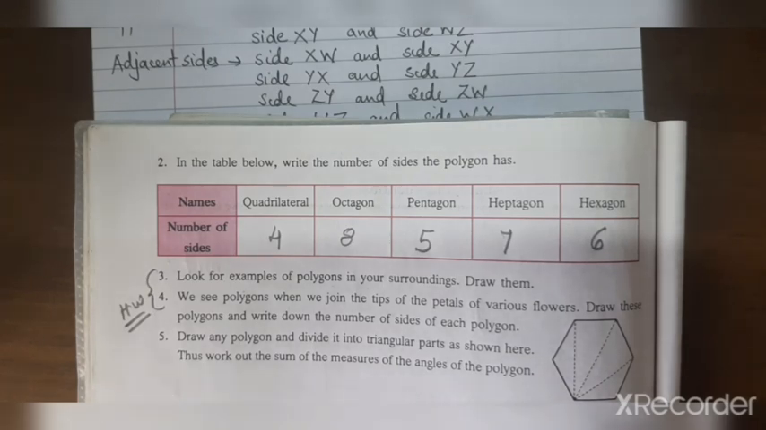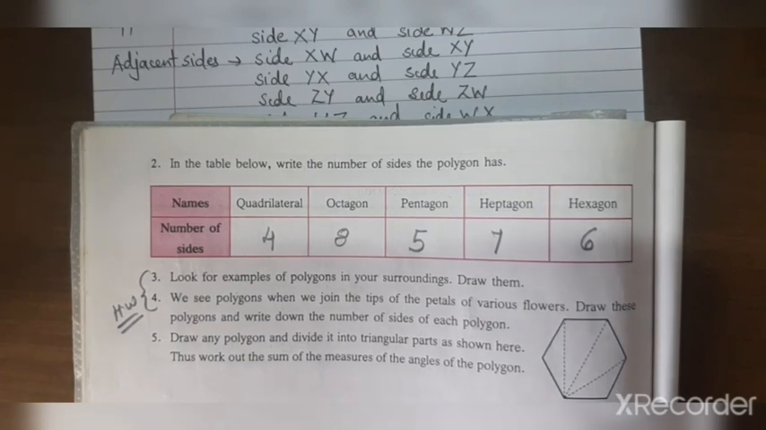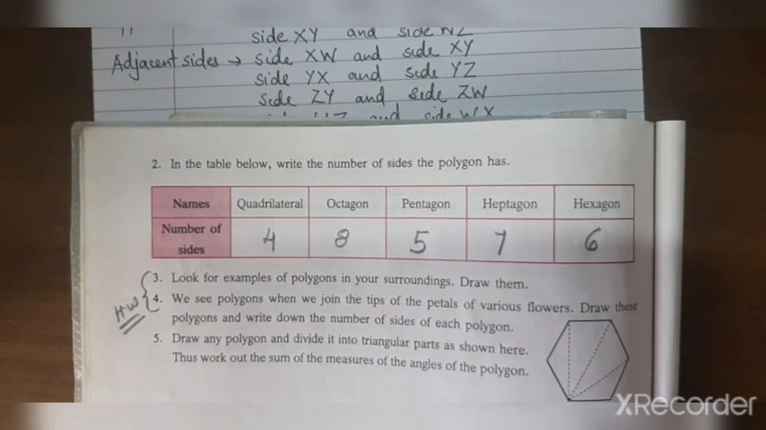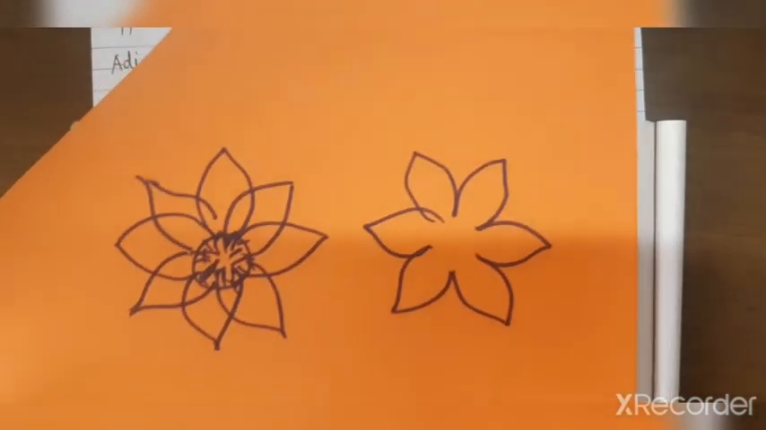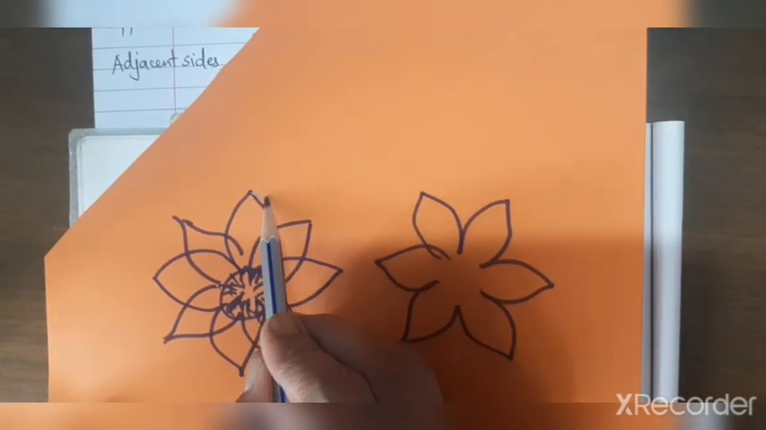Sometimes we have tiles which are 6-sided tiles. So that is hexagon. We have grill design where we have 4 sides, we have 5 sides in that design. So check out for those designs, draw it and then write which polygon you can recognize over there. Then next is we have to draw a flower and then those tips of those flowers we have to join. Draw the polygon and write down the number of sides of each polygon. For example, I've just done here, these 2 flowers I've drawn. These tips we have to join.